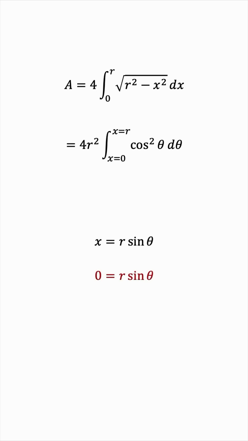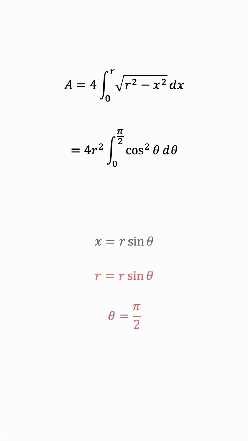When x is equal to 0, either r or sine theta must be 0. But we know that r is the radius of the circle, so this cannot be 0. Meaning that sine theta must be 0, or in other words, theta is 0, because that's when the sine is 0, at least the first time. So this is the lower bound of theta. Looking at the upper bound now, when x is equal to r, sine theta must be equal to 1, which first happens when theta is equal to pi over 2. So this must be the upper bound for theta.